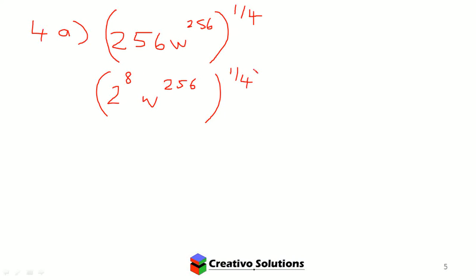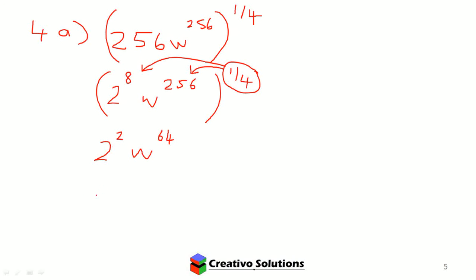Then I'm going to be taking that exponent and multiplying it into the actual bracket because you've got a term raised by an exponent. That means multiply the exponents out. So if I take 8 and I multiply it by a quarter, I'm going to get 8 over 4, and 8 over 4 is the same as 2. And then we'll have w, I've got 256 times a quarter, which would be 256 divided by 4, which is the same as w64.